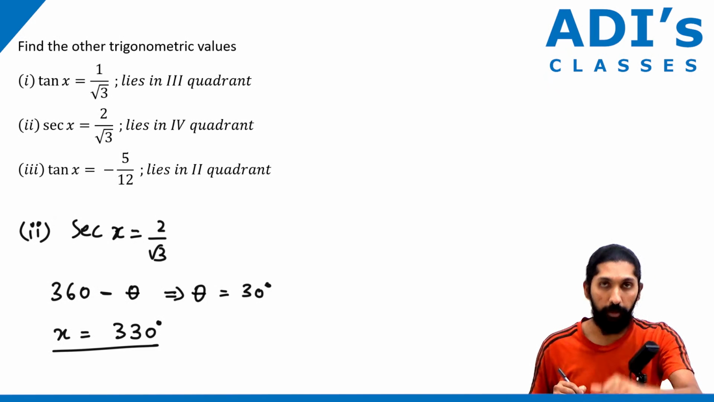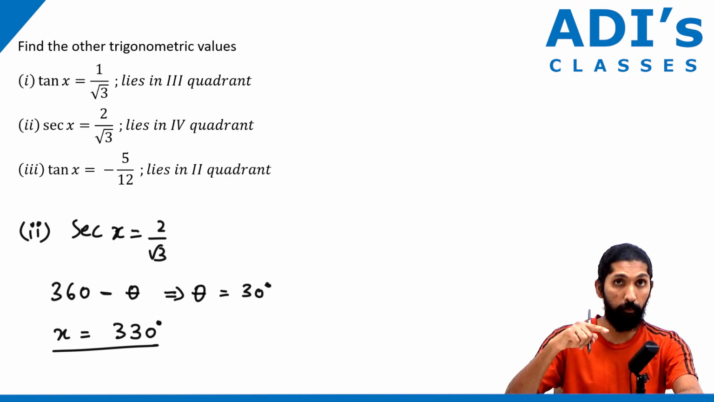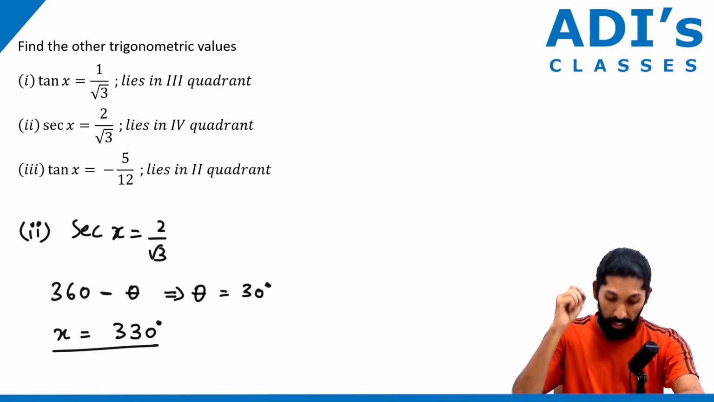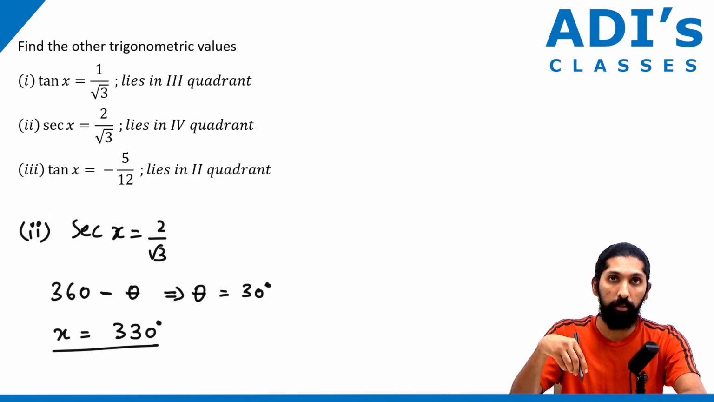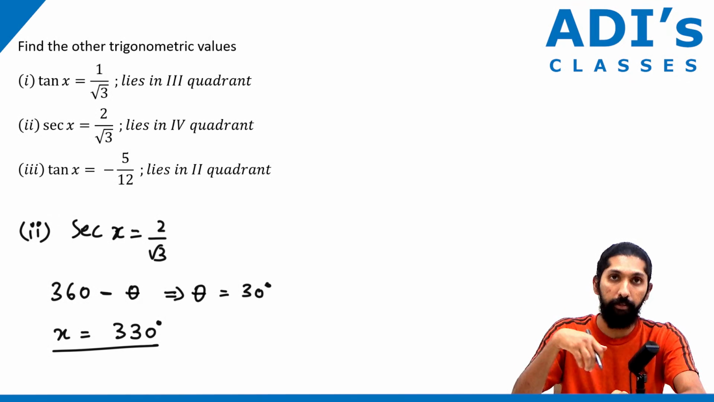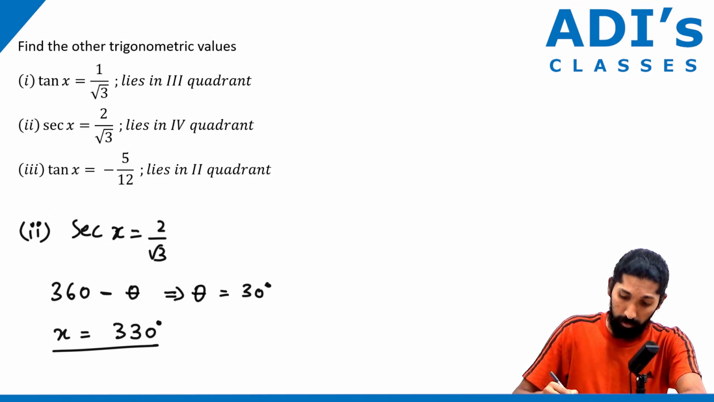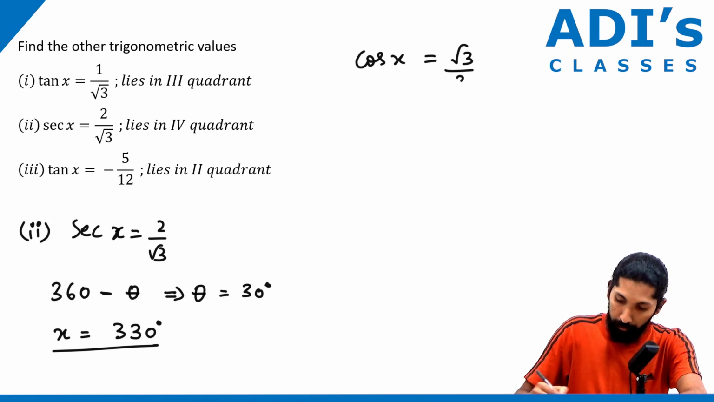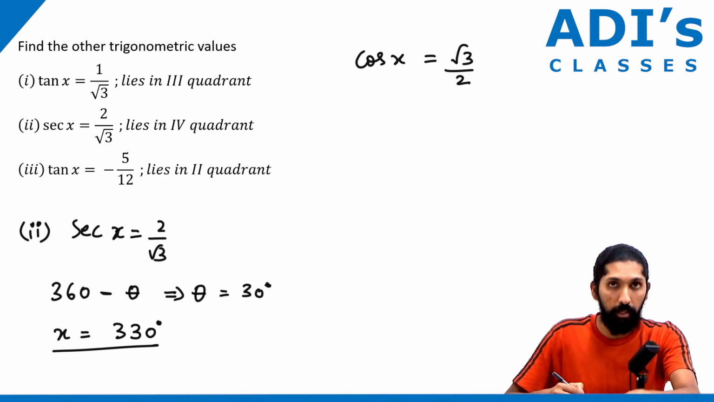Once you have the value of x, then the first thing you do is find the reciprocal. If secant x is 2 by root 3, then what is cos x? Root 3 by 2. Reciprocal, correct? So first, cos of x is equal to root 3 divided by 2. Basically, we are finding the value of 30 degree.